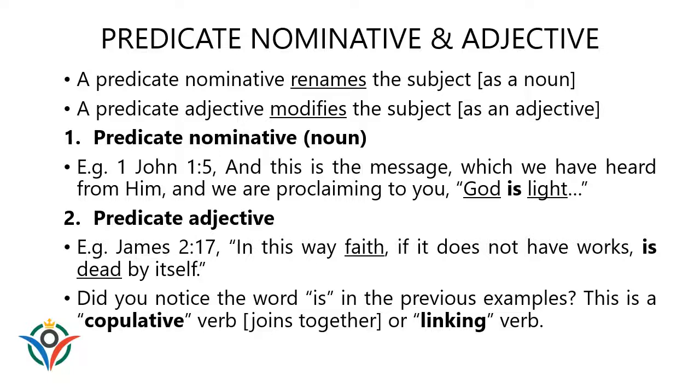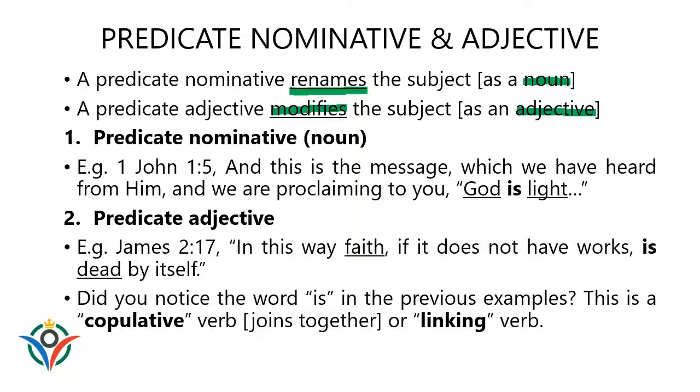So there are two types of predicates. We get a predicate nominative and a predicate adjective. So have a look here with me. A predicate nominative renames the subject, and I put that in brackets because it will be functioning as a noun. And then a predicate adjective modifies or describes the subject, and that is because it is functioning as an adjective. So take a look at these two examples of each one.